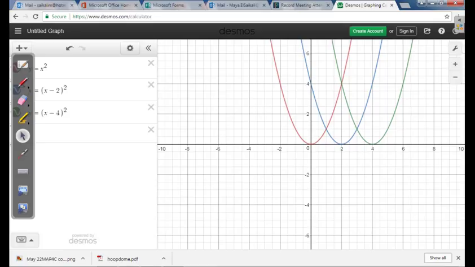Now, did you notice something a little strange? So x minus 2, we move 2 to the right. X minus 4, we move 4 to the right. So if I have x plus 1, where do you think it's going to move? To the left. So it's going to be like this. How does that make sense if it's a minus? That's a very good question.